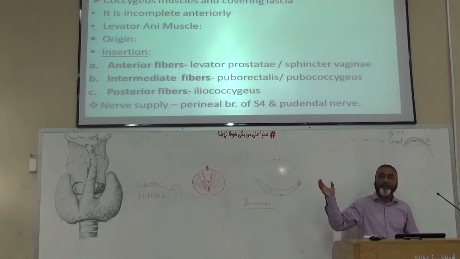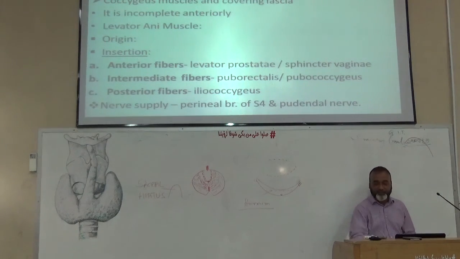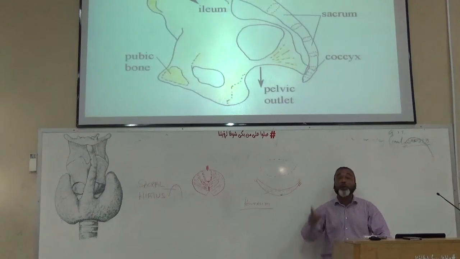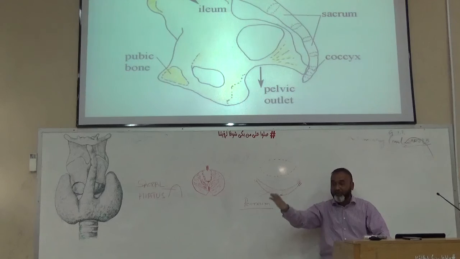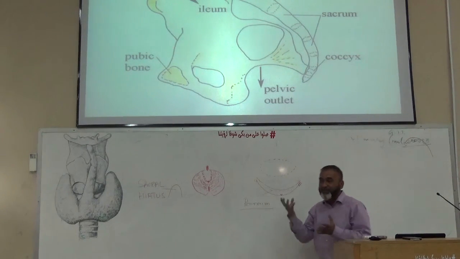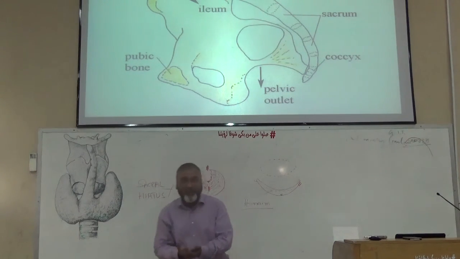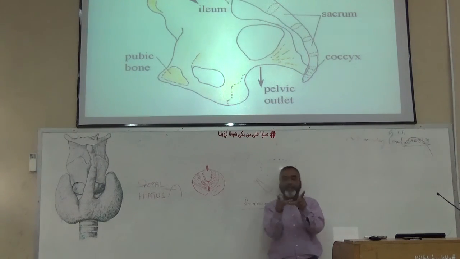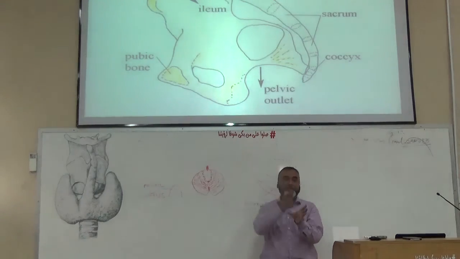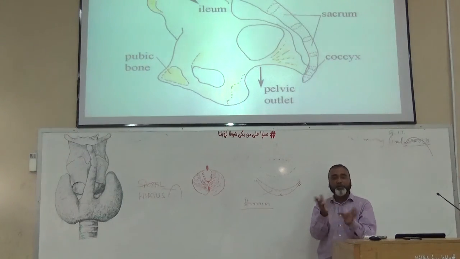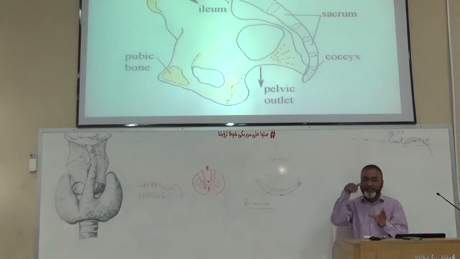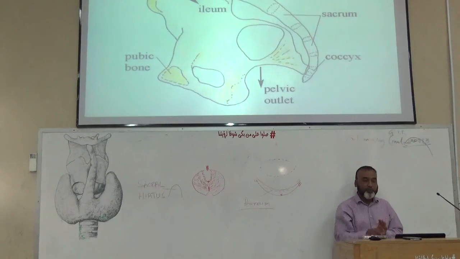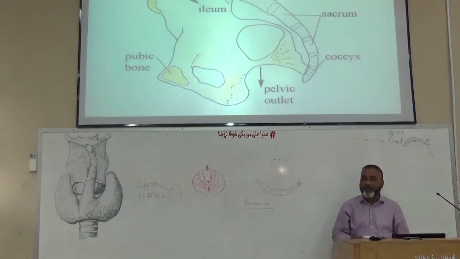Nerve supply is the perineal branch of S4 and the pudendal nerve, which supplies the pelvic diaphragm. So the coccygeus is also a part of the pelvic diaphragm. Remember, if you are asked what muscles take part in the formation of the pelvic diaphragm, these are the levator ani and the coccygeus. Anteriorly there is a defect or opening for the passage of the genital organs in both sexes, plus in females this allows for the passage of the baby. Yes, good, thank you. Any other question?